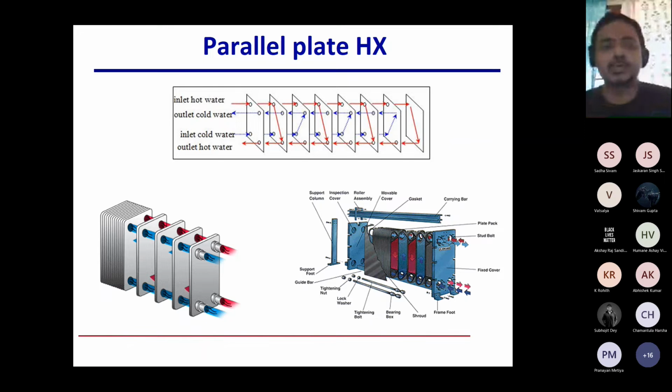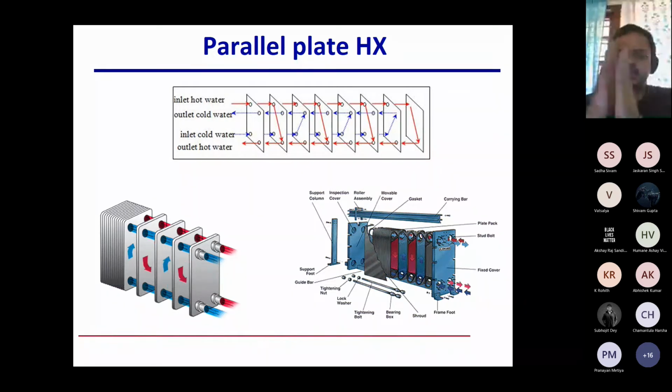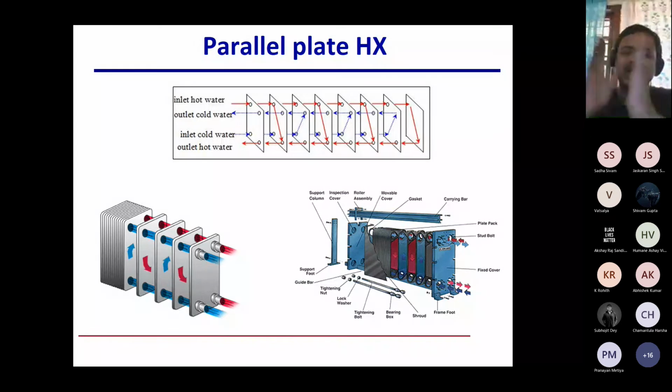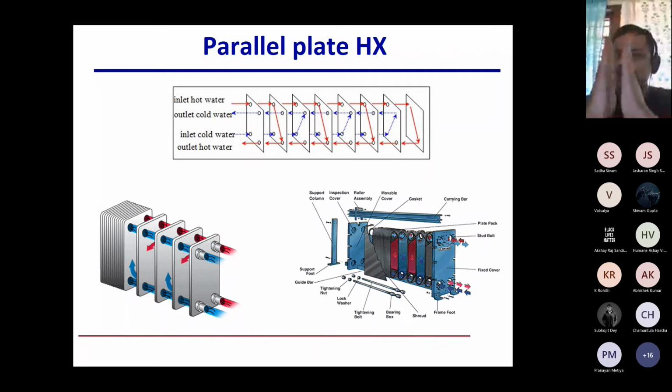Next, we have something called a parallel plate heat exchanger. It's a little difficult to visualize, but I think this animated GIF on the bottom left will help you visualize what it is. These are parallel plates which are brought very close to each other, but they're not stacked right on top of each other. There is a gap between two adjacent plates through which a fluid can flow. Okay.